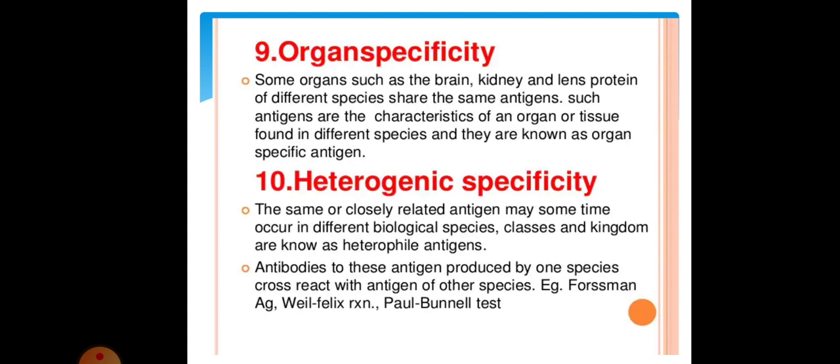The same or closely related antigens may sometimes occur in different biological species, classes and kingdoms, and are known as heterophile antigens. Antibodies to this antigen produced by one species can cross-react with the antigen of other species. For example, Forssman antigen, Weil-Felix reaction antigen and the Paul-Bunnell test. Those are the three things heterogenic specificity shows.